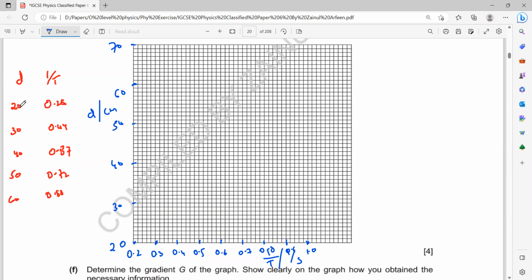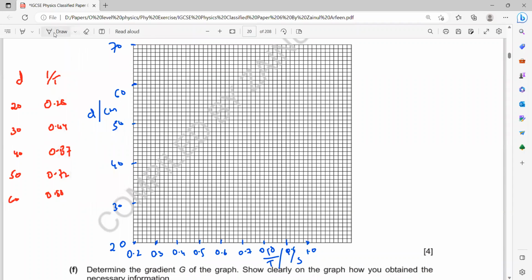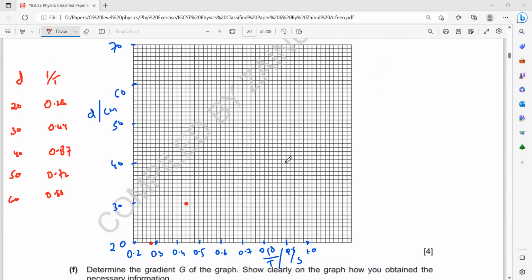Now we mark the point when D is 20, 1 over T is 0.28. So D is equal to 20 and this is 0.28. So 20 and 0.28 will be here. Then 30 and 0.44. Then 40 and 0.57. Just let me confirm. Yeah, 0.57 is there.